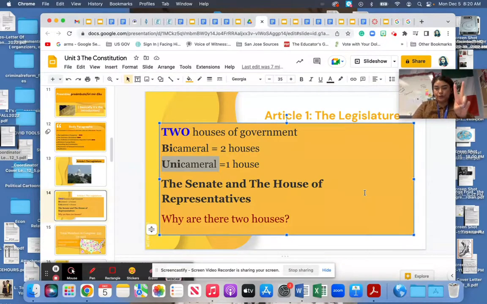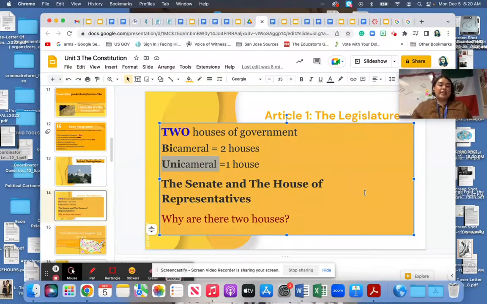That's 2. So right now I want you to think, why do you think they wanted to divide Congress into 2? What was the purpose of dividing this? If you said so the powers are not given to all one person and the powers are divided equally, then yes, you are correct.